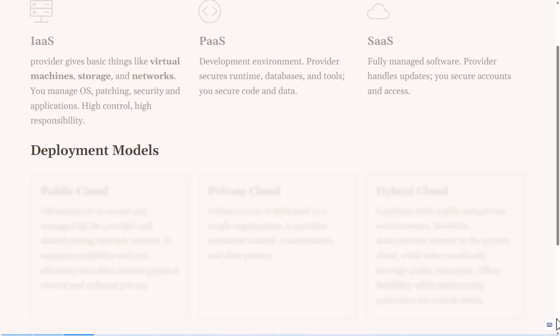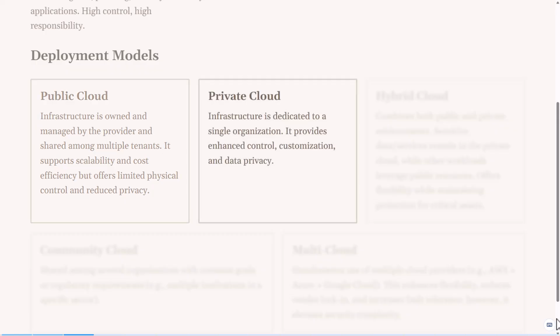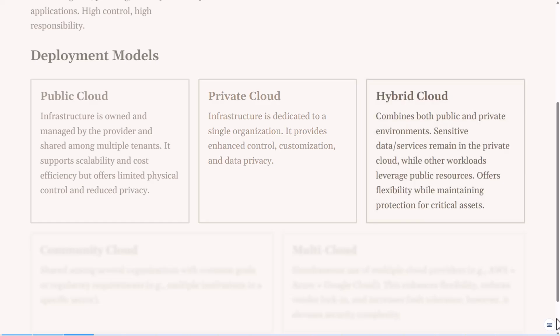Deployment models. These models explain how the cloud environment is set up. Public cloud. This cloud is shared with many customers. It is cheap, easy to scale, but physical control is limited. Private cloud. This cloud is used only by one organization. It is more secure but also more expensive.